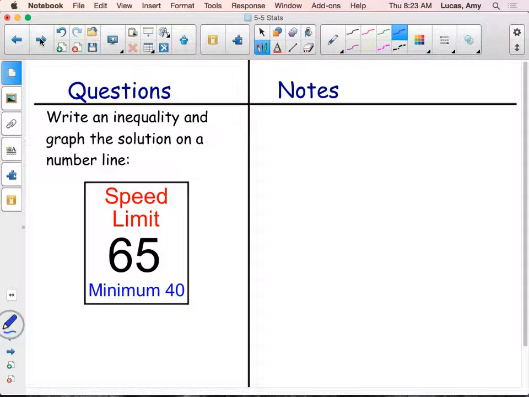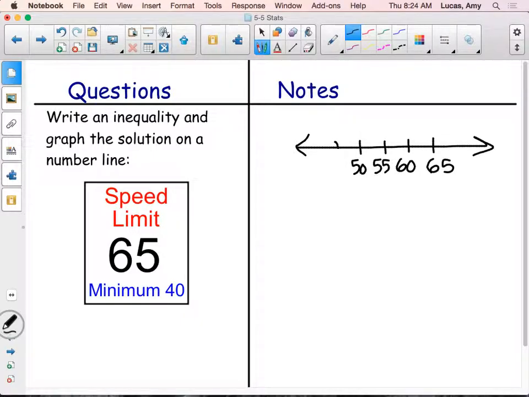All right, the next one. Write an inequality and graph the solution on a number line. The speed limit is 65 and the minimum is 40. So what that means is the maximum speed is 65. The minimum is 40. This one's a little different than the last one. What this one is telling me is that 40 is your minimum, 65 is your maximum. So this is the graph that would represent all of the acceptable speeds.